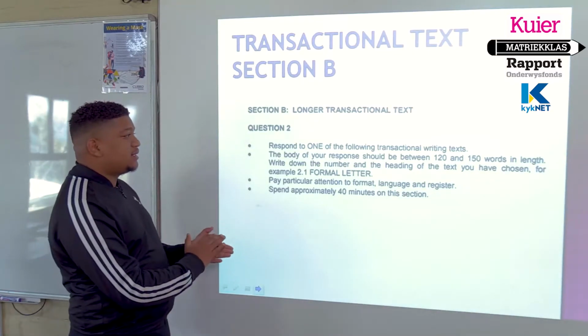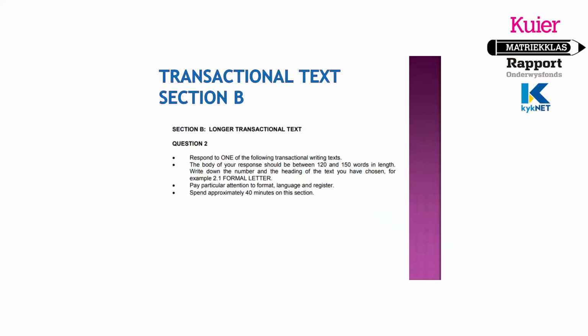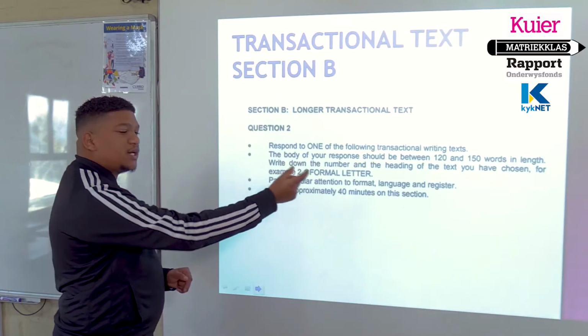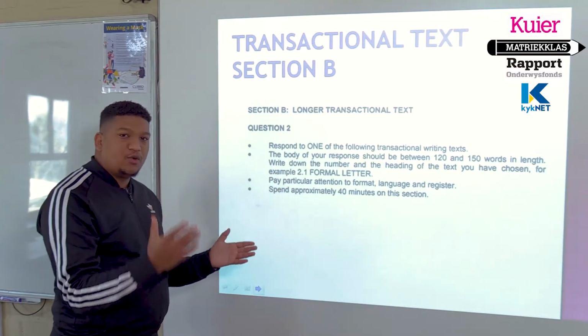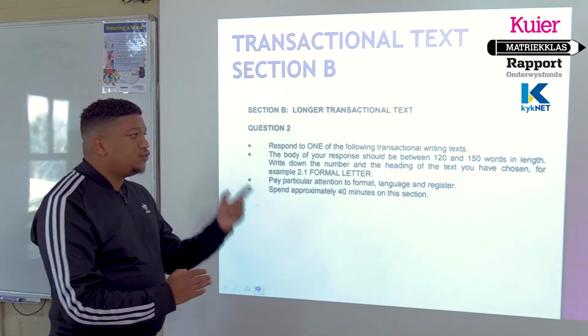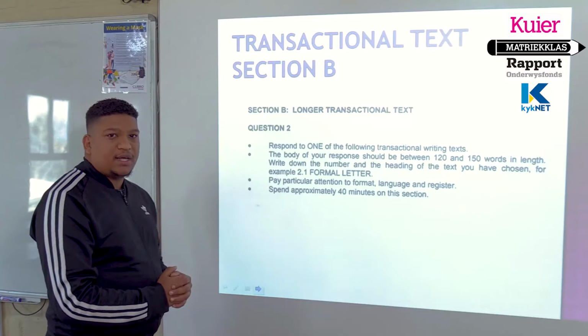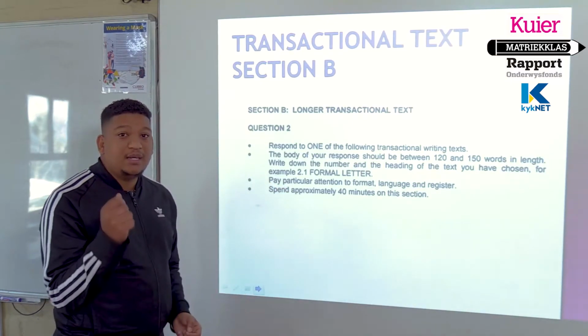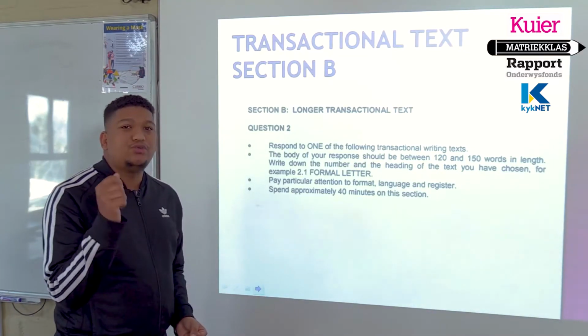So let us look at the text today. You need to respond to one of the topics that is provided to you. The body of your response should be between 120 and 150 words. That's it. You cannot go over that, because it already gives you space to work in between the 120 and the 150. Stick to the word count. Very important that you do so. Write down the number and the heading that you have chosen. This example here tells you 2.1, which is the formal letter. It depends on the topic that you select.